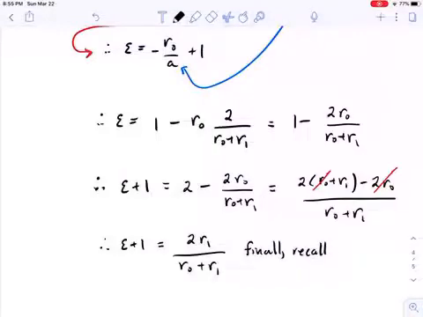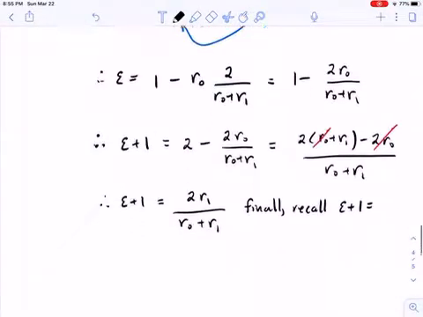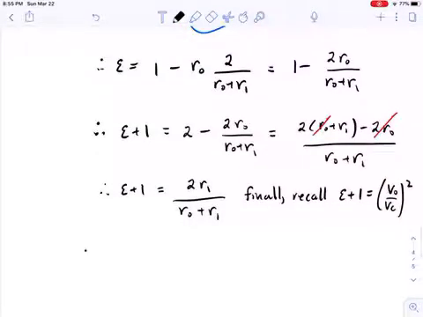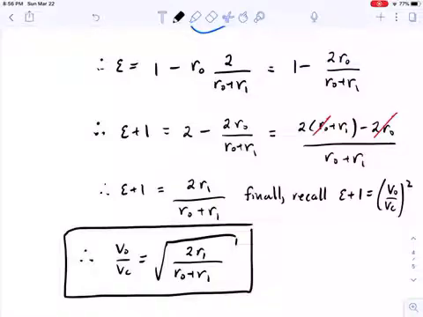recall that first expression, epsilon plus 1, was equal to V0 over V circular squared. So it must be the case, therefore, that these two expressions for epsilon plus 1 have to be equal to each other. And so v0 over vc must be equal to the square root of 2r1 over r0 plus r1. So this is one of the key results here.